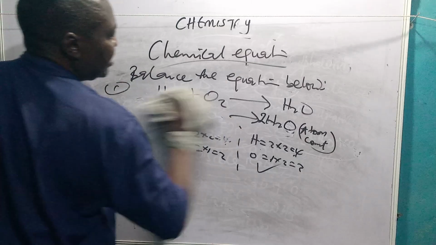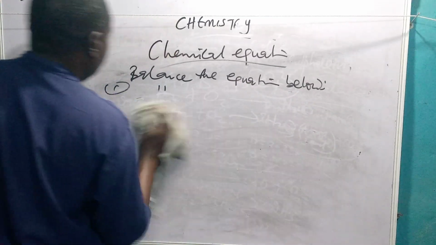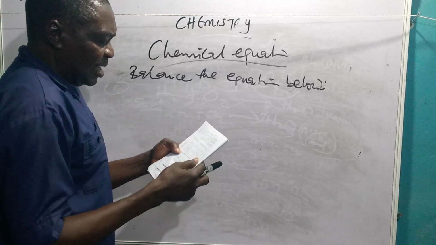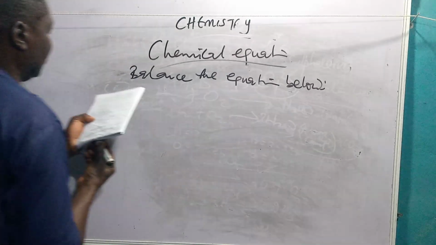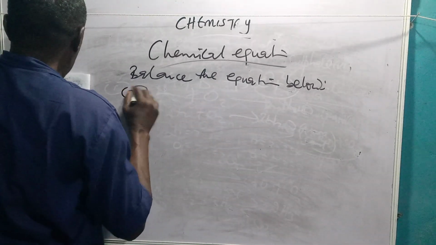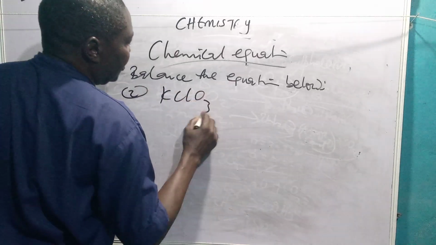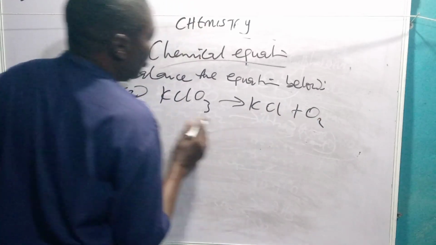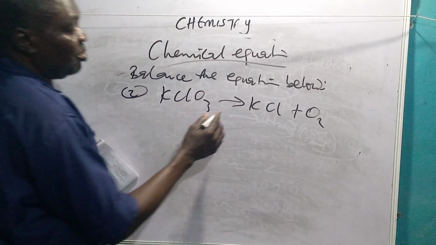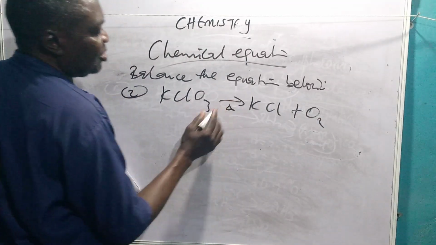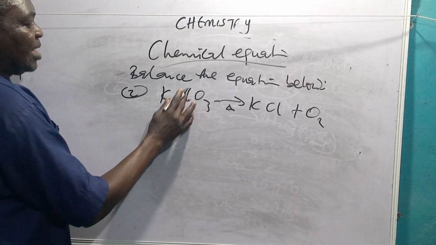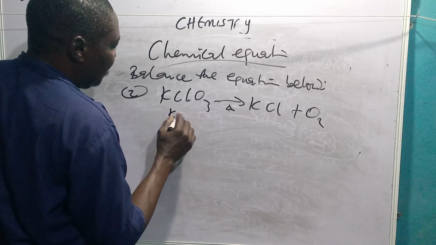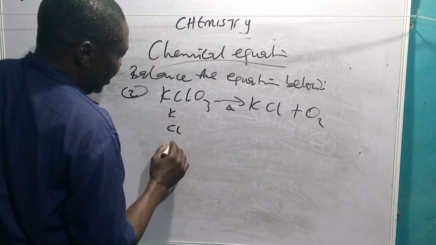Let's do another example. Please don't forget, there are several other methods that can be used. The one that is most suitable for you is the one you are advised to use. Let's say number 2, you have KClO3. This one gives you KCl plus O2. You must heat it. This means heating in chemistry. Now you look at it, here you use atom count. Here you have potassium, chlorine, and you have oxygen.